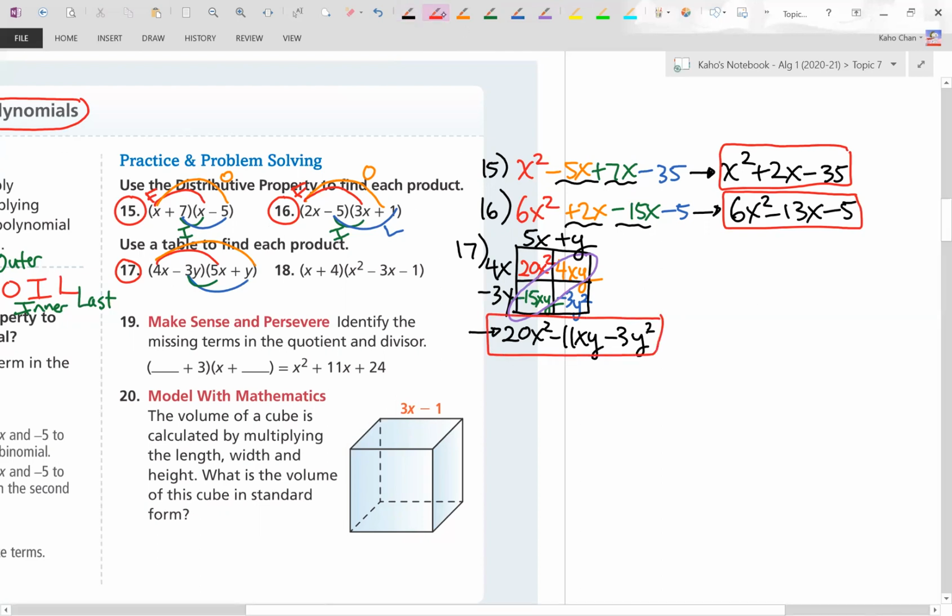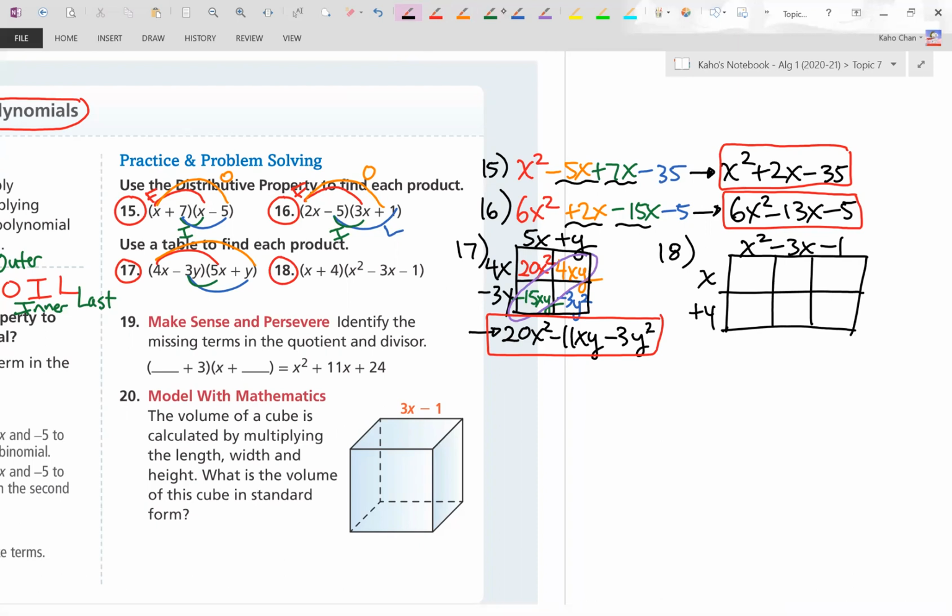Yay. Number 18 is next. Write that down. Put it in a table. This time, though, the table is bigger. It's a 2x3 table. X plus 4 along one edge, and x squared minus 3x minus 1 along the other edge. All right, here we go. I'm going to do my first row product. X times everything in the top edge there is x cubed minus 3x squared minus x. Second row product. Here we go.